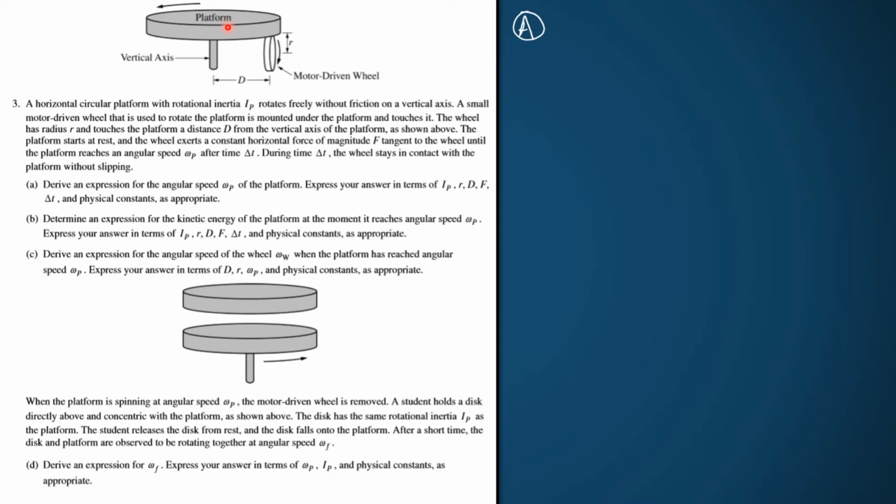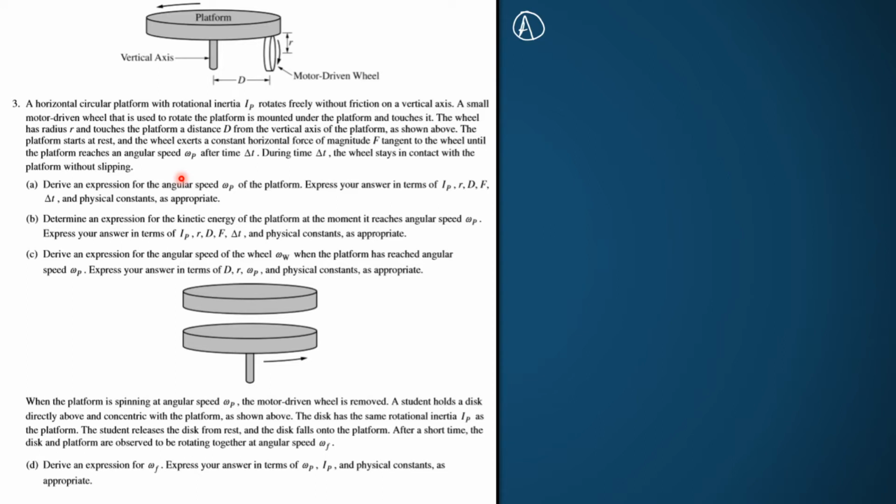No. Okay, so we're told we've got rotational inertia, I, for the platform. And we are making contact with the motor-driven wheel. The wheel has a radius r and touches the platform a distance d from the vertical axis. So radius r, distance d. The platform starts at rest, and the wheel exerts a constant horizontal force of magnitude F, tangent to the wheel, until the platform reaches an angular velocity omega p after time delta t. During time delta t, the wheel stays in contact with the platform without slipping.